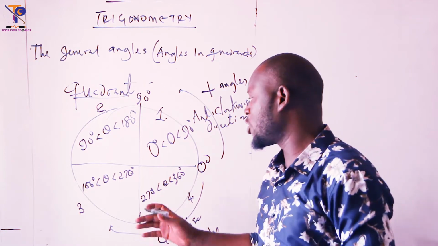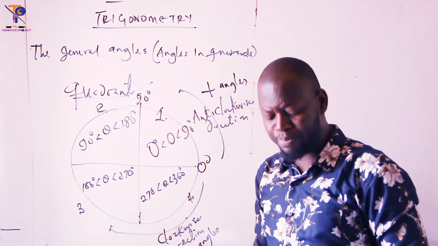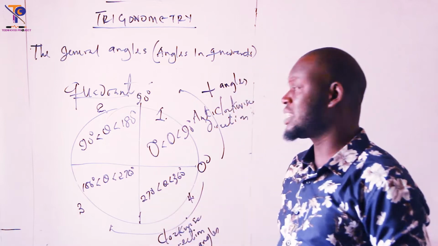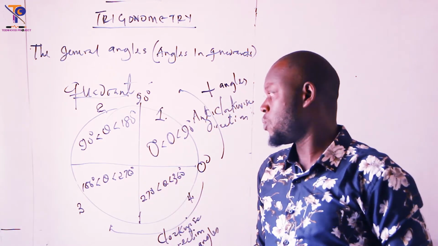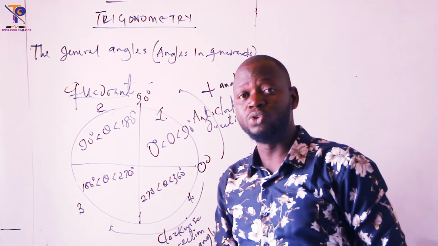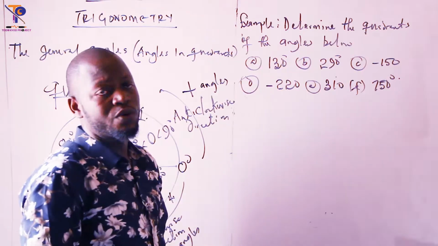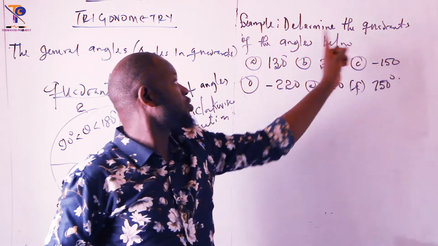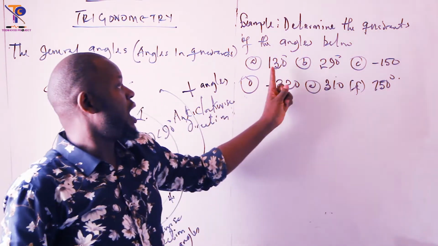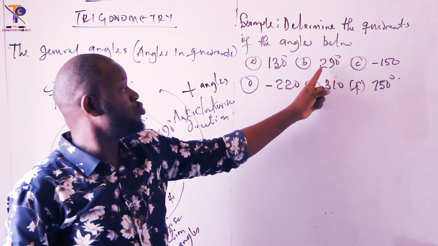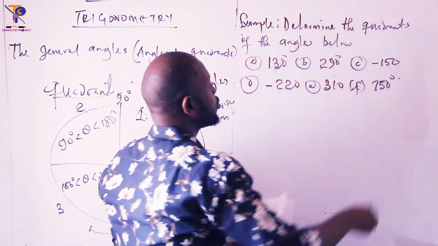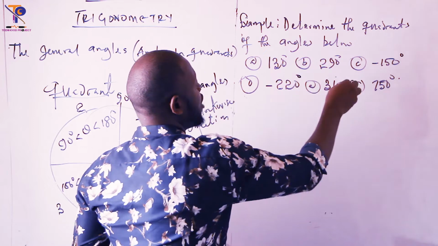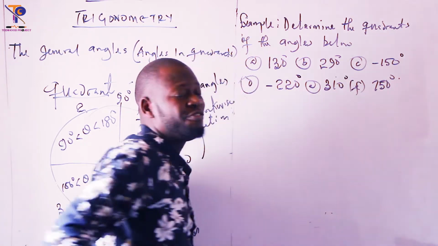So this is what we are going to be checking and how we apply them. Let's check some examples on these things, so we know how it is used and how it works. The question says determine the quadrants of the angles below. Angle 130 degrees, angle 290 degrees, angle minus 150 degrees, then minus 220 degrees. We have 310 degrees and 750 degrees.